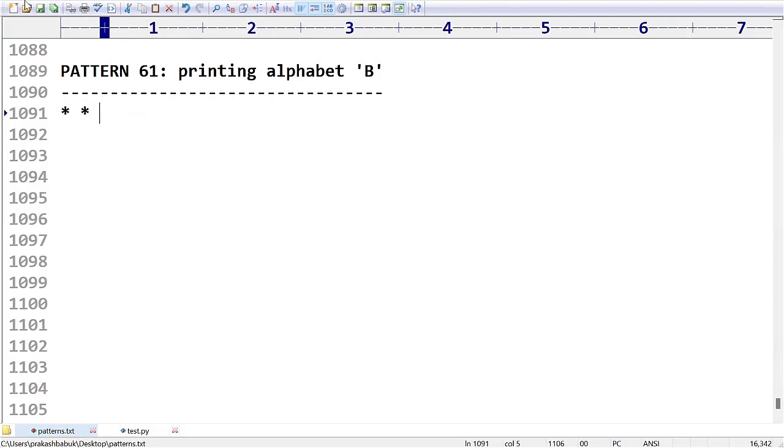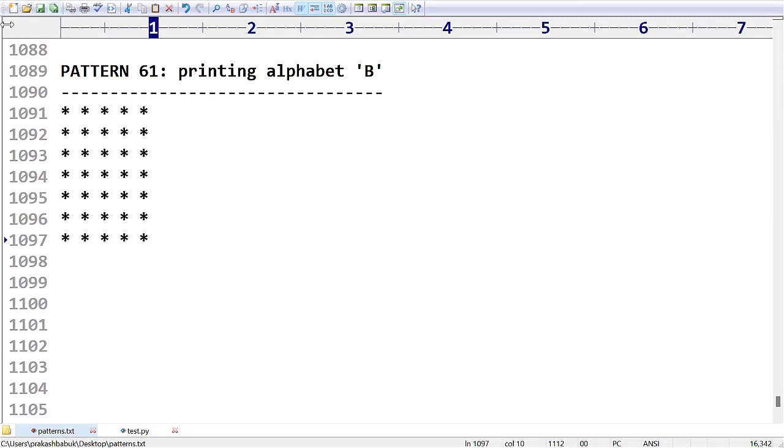Sir, how many columns are we taking? Already we discussed, we are taking 5 columns. And how many rows are we taking, sir? We are taking 7 rows. Okay. Sir, how to print the alphabet B?